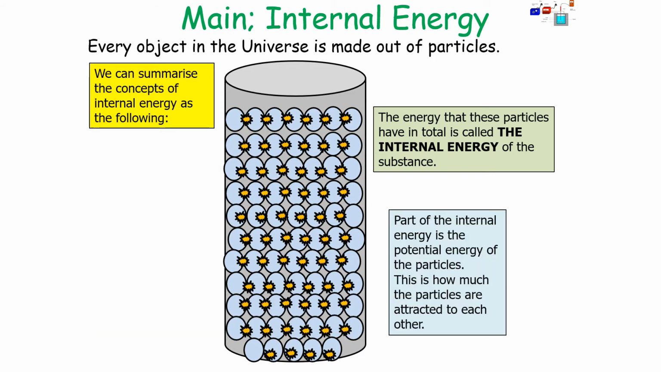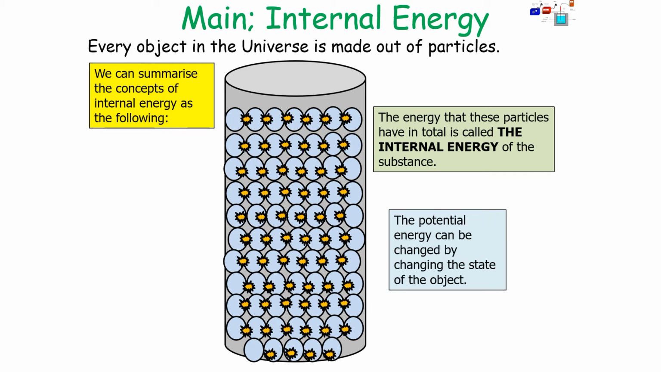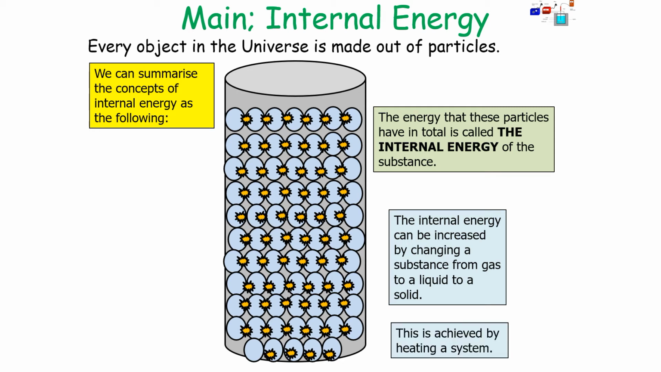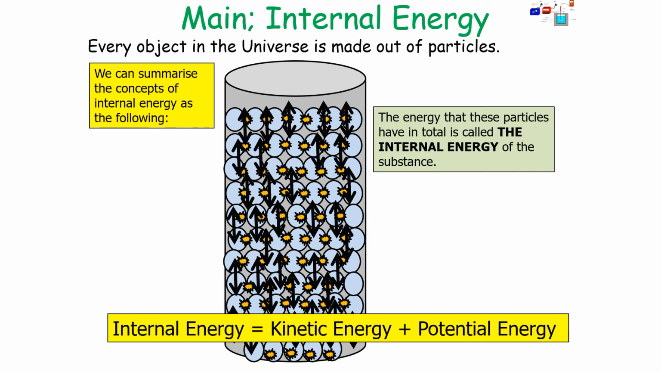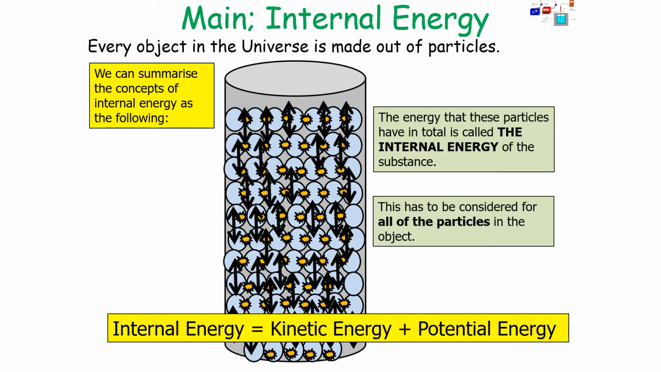The other type of energy store in the internal energy of the substance is the potential energy of the particles. This is how much the particles are attracted to each other. The potential energy can be changed by changing the state of the object. So it can be increased by going from a gas to a liquid to a solid. So the internal energy can be changed by changing the state of matter from gas to liquid to solid, which again is achieved by heating up a system, which is achieved by doing work. Therefore the internal energy is equal to the kinetic energy plus the potential energy, but it has to be considered for all of the particles of the object.